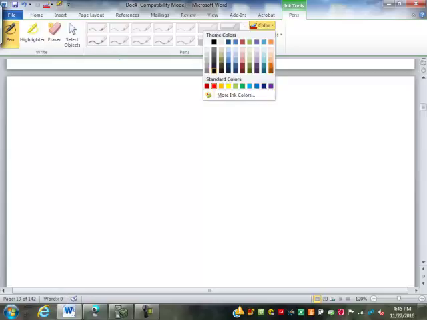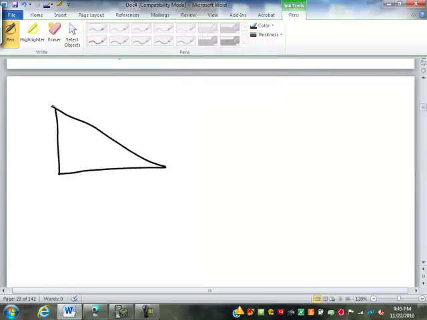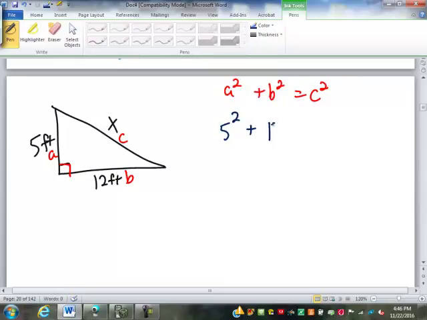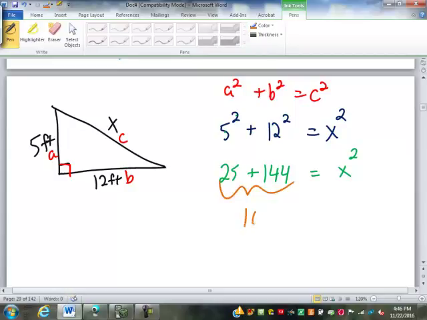Another application of that is if I don't know one of the sides. So if I tell you that that's a right angle, and that this is 5 feet and this is 12 feet, we can use it to find the missing side. The 5 and the 12 are the legs because they make the right angle, so those are A and B. And the hypotenuse, side C, is where X is. So A squared plus B squared equals C squared. A is 5, so that's 5 squared, plus B is 12, so that's 12 squared, equals C is X, so that'll be X squared. 5 squared is 25. 12 squared is 144, equals X squared. 25 and 144 is 169, equals X squared.